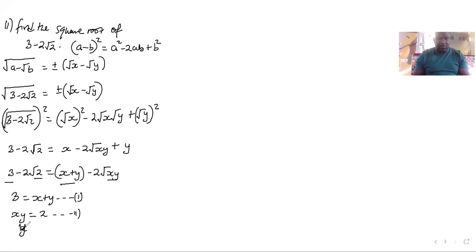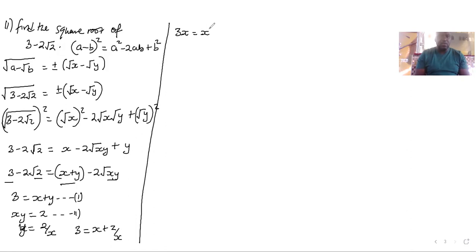Whereby X, let me use Y this time round, Y is 2 over X. When you substitute, you have 3 is equal to X plus 2 over X. On expansion and simplifying, this shall realize 3X is equal to X squared plus 2. Therefore, X squared minus 3X plus 2 is equal to 0. And with that note, we can get the values. Two numbers multiplied, you get 2, added, you get negative 3. X squared minus 2X minus X plus 2 is 0.